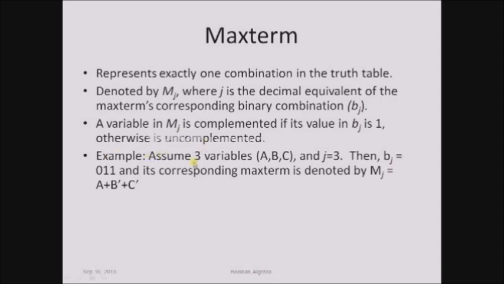Let us take an example. We take the same example 0, 1, 1, and its corresponding max term is Mj equals a plus b complement plus c complement. Why? Because b and c are the variables holding ones. So a max term is a sum term, and the variables inside it are represented in complemented form if they contain logic 1, and in uncomplemented form if they hold the value 0.